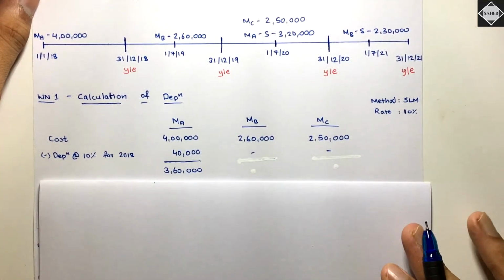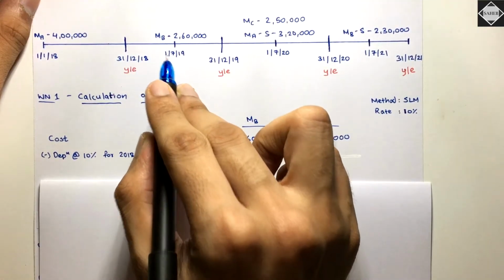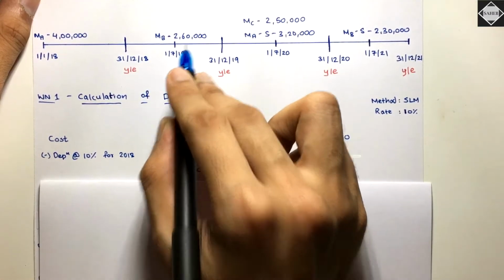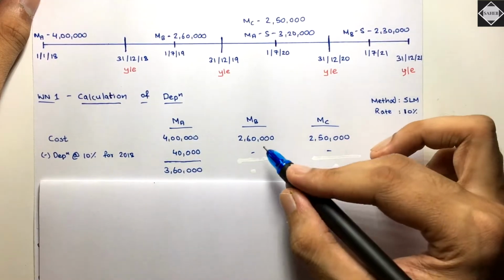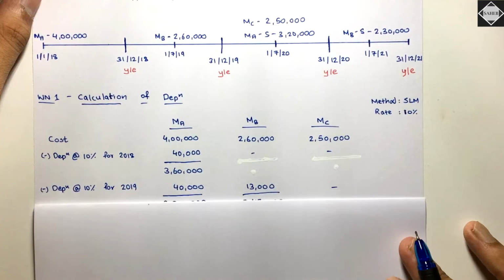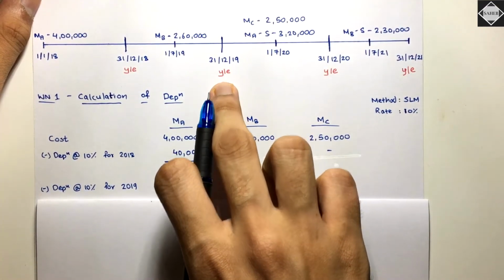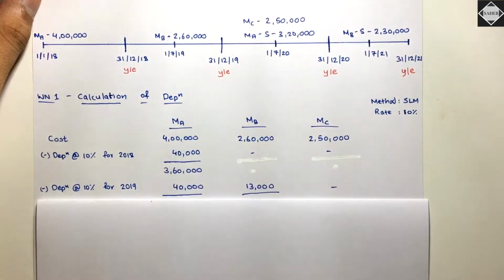After that, on 1st July 2019, we purchased machine B for 2,60,000. Cost of machine B 2,60,000. Now we have to charge the depreciation. Come over here, 31st December 2019, this is the year end. Now you have to charge the depreciation. How will you charge it? What is our method? What is our technique?